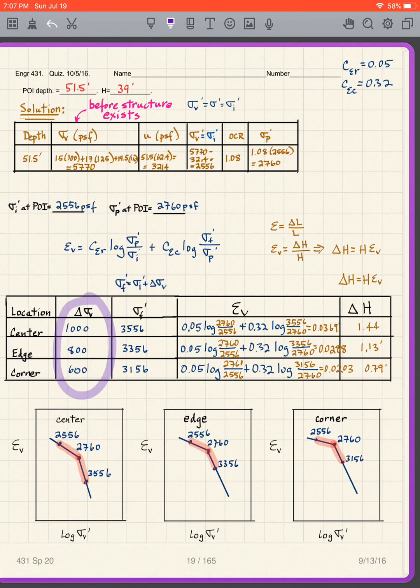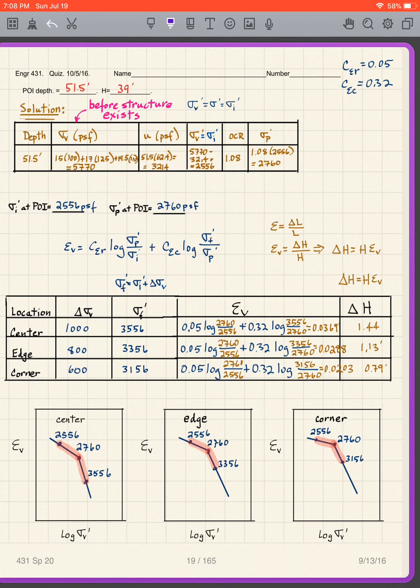Previously we calculated the delta sigma v for the center, edge, and corner: 1,800, 1,000, 800, 600. I have my sigma prime I as 2556. I add 1,000, 3556. Then I take the 2556, add 800, 3356. The 2556, add 600, 3156. So it's very straightforward to get the sigma prime f's once we've computed these delta sigma v's.